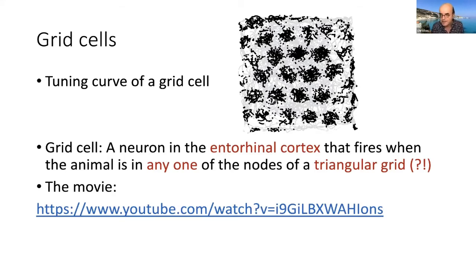So, again, you can watch the movie. These two groups made this discovery a couple of decades apart, and they got the Nobel Prize 6 years ago. This is another very interesting discovery that tells us that small animals have the capacity for abstraction.